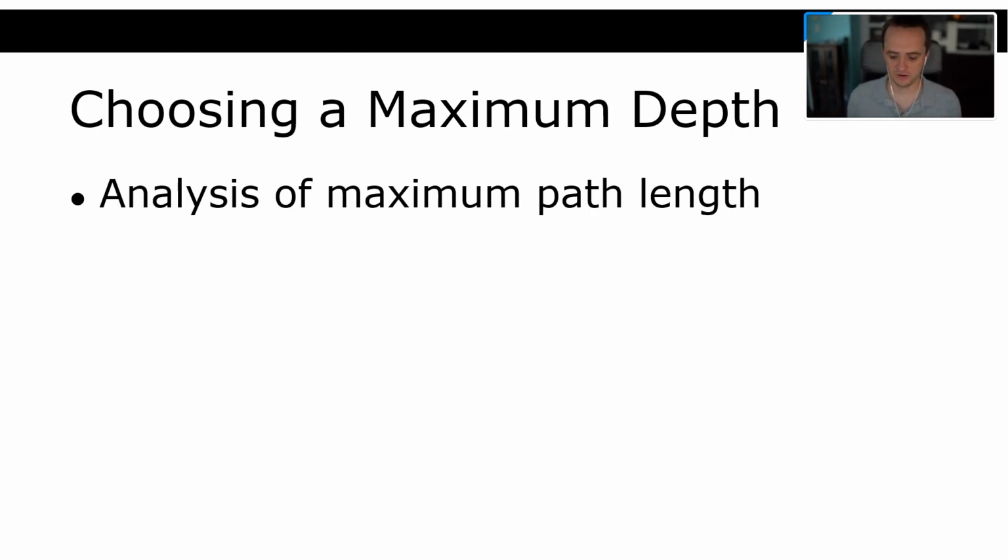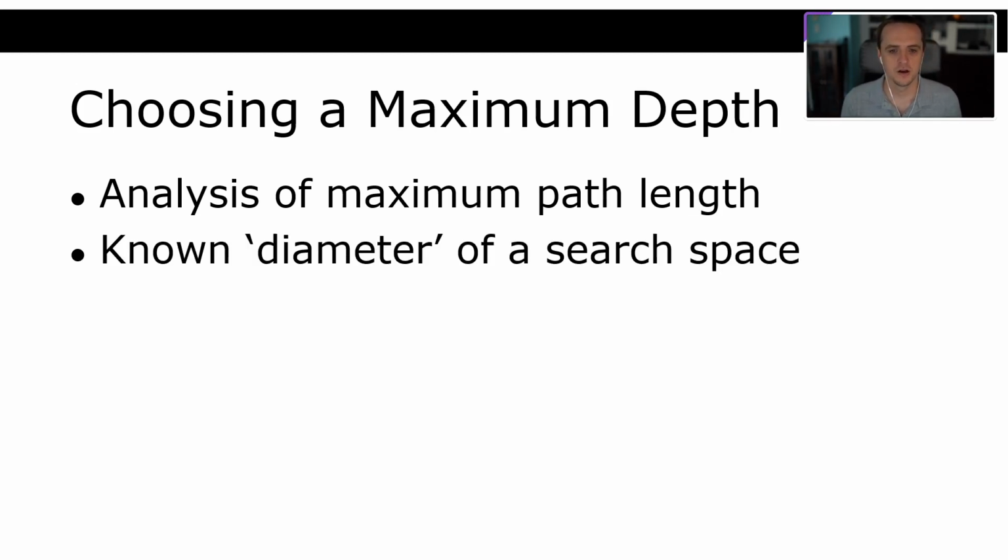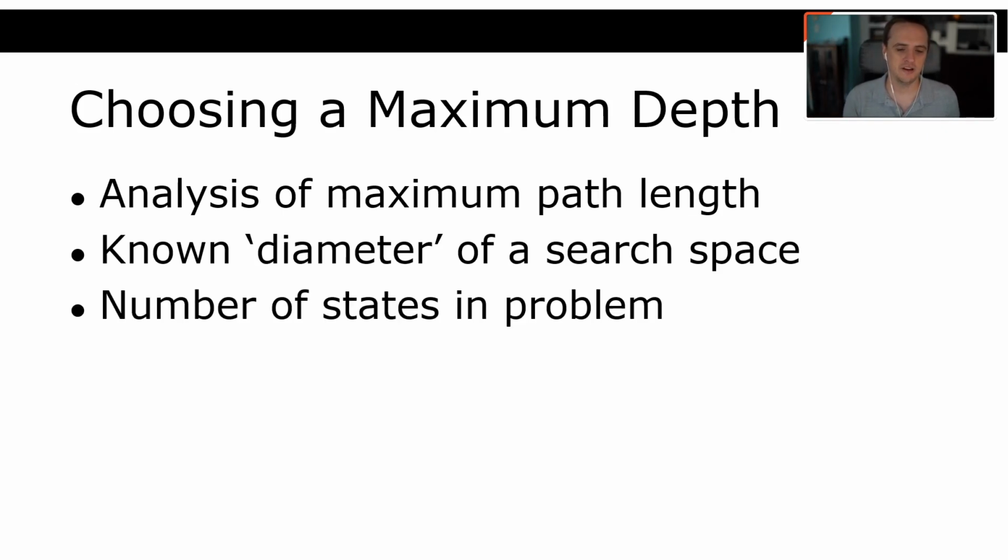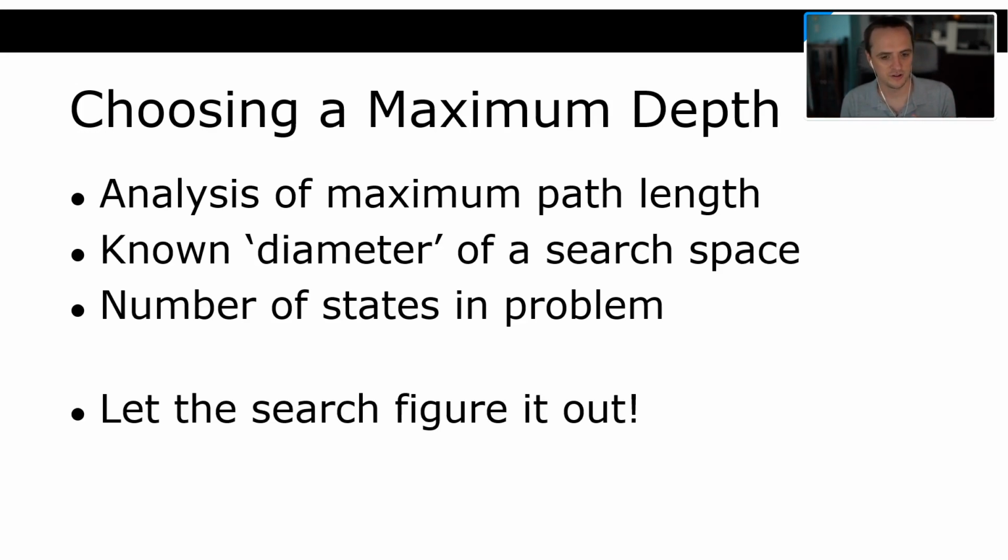We could analyze the problem. Maybe we know that there's 5 states, so maybe the maximum path length is 5 or something like that. Maybe our search has a certain diameter, so I could measure it and say the length is going to be at most this amount. Or maybe it's equal to the number of states in the problem, but for some problem that's really big. But we don't want to make those guesses. Let's let the search figure it out.